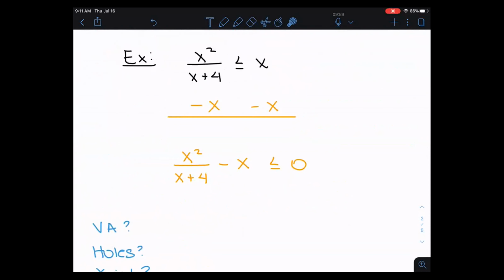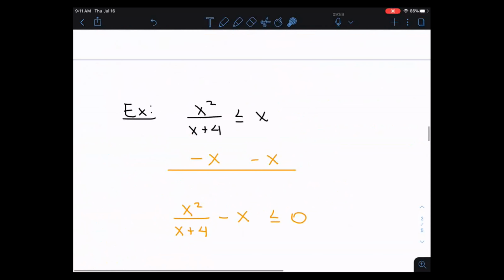Okay, now let's look at this question here. If you notice, there is an x value on the other side of our inequality. We know how to do it when it's greater than or equal to or less than or equal to 0, so we want to make sure that this side is 0. One way to do that is to isolate all the function values onto one side. If we subtract x from both sides, we have x squared over x plus 4 minus x, and that's going to be less than or equal to 0.